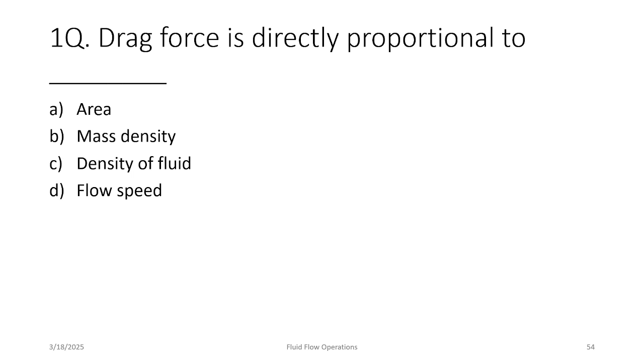So coming to the first question, drag force is directly proportional to A, area, B, mass density, C, density of fluid, and D, flow speed. So drag force is directly proportional to the density of fluid, right? This is option C.